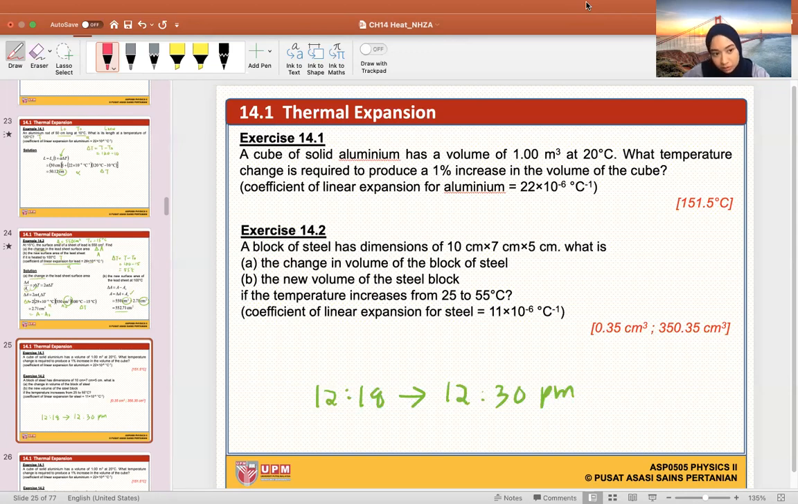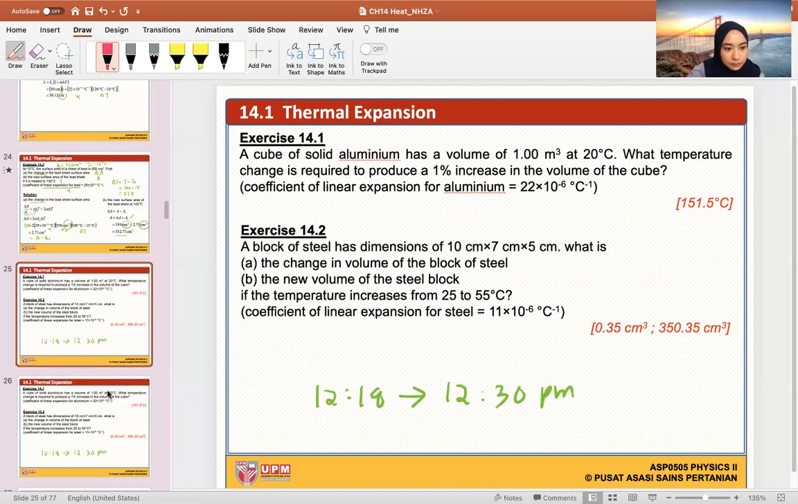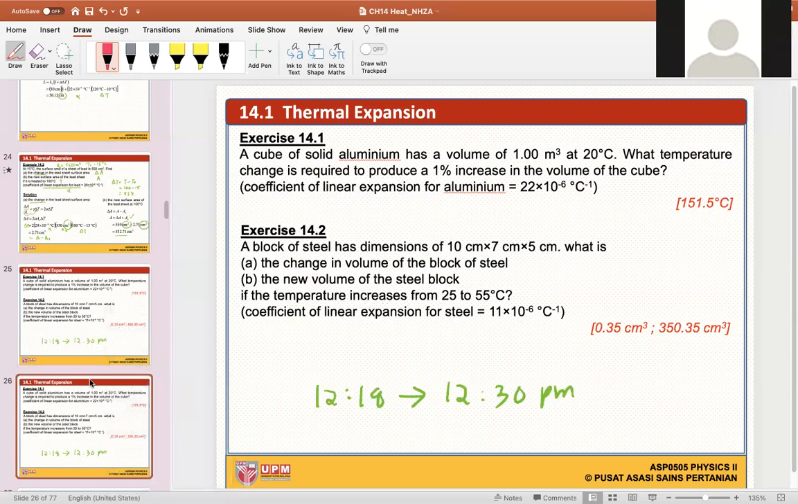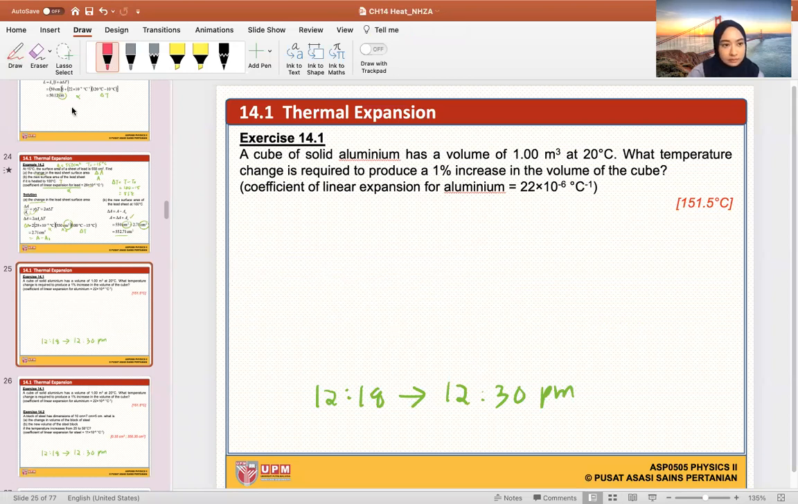Redha, dah siap ke? Dah. Okay, let's do yours first. Sementara kita tunggu Aisyah dengan Shakira, sekejap, close this one. Susah tak, Redha? Senang je kan?